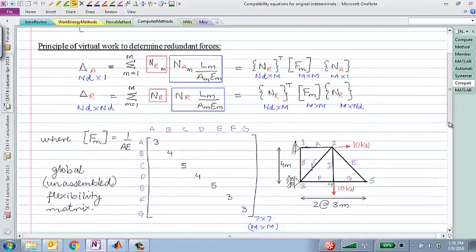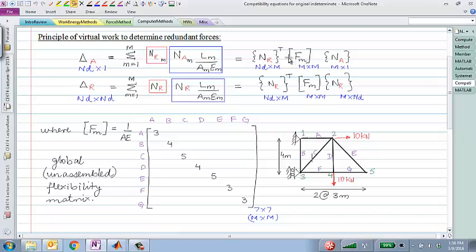And finally, I'm making use of this matrix FM in here. What is FM? FM is just so that I can take the actual loads and multiply them with the correct value of L over AE. So for example, for element A, L is 3. B is 4. C is 5. D is 4. E is 5. And F and G are 3 and 3. So this matrix helps me to take my actual loads N and multiply them with the correct amount of L over AE. So that's why I'm calling it a global unassembled flexibility matrix.